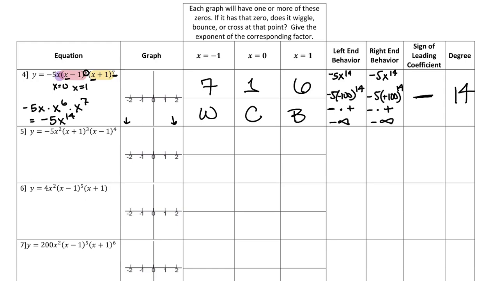And our zeros, we're going to have -1, 0, and 1. And we're going to start off with a wiggle through -1. Okay, so change the curvature. Then we come through 0, add a cross. Then we're going to come off 1, add a bounce. There we go. So these polynomials look kind of cool, look kind of weird.